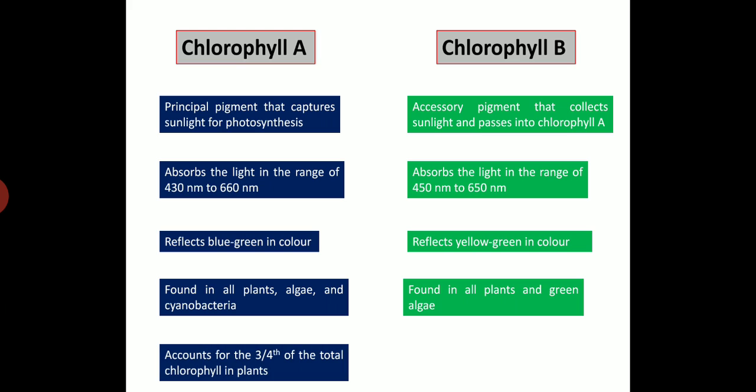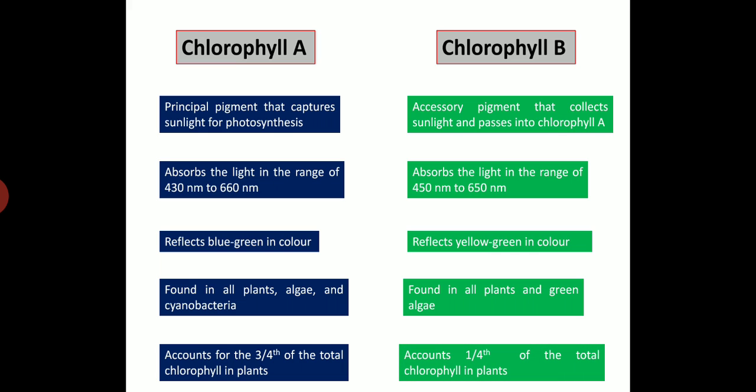Chlorophyll A accounts for 3/4 of the total chlorophyll in plants. That means 3/4 of the total chlorophyll is chlorophyll A, whereas chlorophyll B accounts for 1/4 of the total chlorophyll. That means it is very much clear that chlorophyll A is more common in plants than chlorophyll B. Okay, these are the basic differences between chlorophyll A and chlorophyll B.